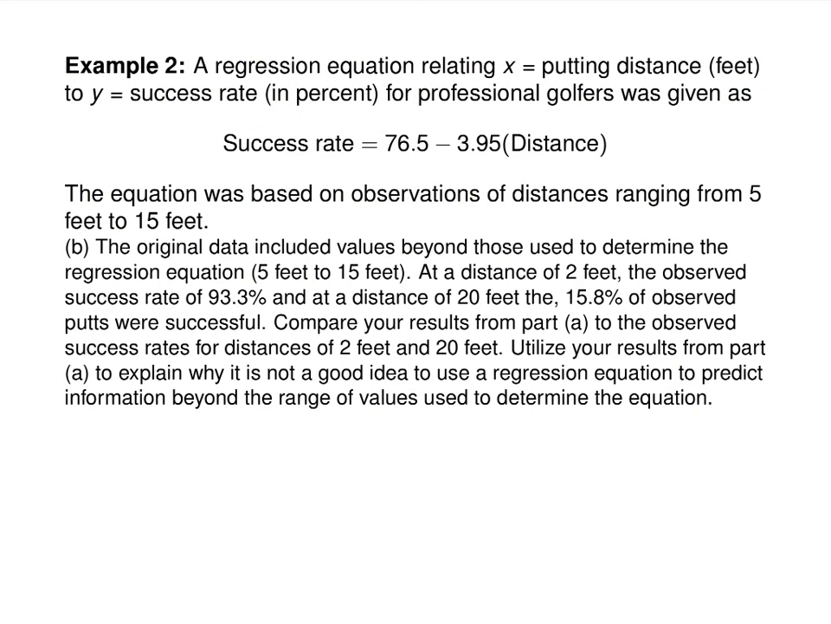So the original data included values beyond those used to find the regression equation. At a distance of 2 feet, the observed success rate was 93.3%, and at a distance of 20 feet, 15.8% of observed putts were successful. Compare your results from Part A to these observed success rates, and utilize your results from Part A to explain why it is not a good idea to use a regression equation to predict information beyond the range of values used to find the equation in the first place. And so I would say that the regression equation does a poor job on both sides.